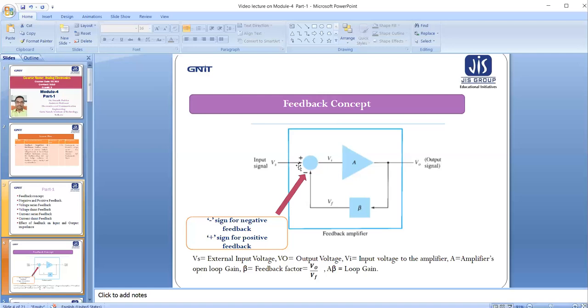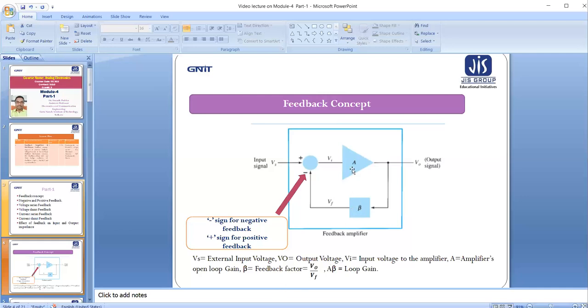Next point is that the extra circuitry which produces some fraction of the output signal is called the feedback circuit, and this beta is called the feedback factor. That is, beta is nothing but equal to VF by V0. So this circuit will produce some sort of signal from the source signal V0. Therefore VF must be lower than V0. So the fraction is called the feedback factor.